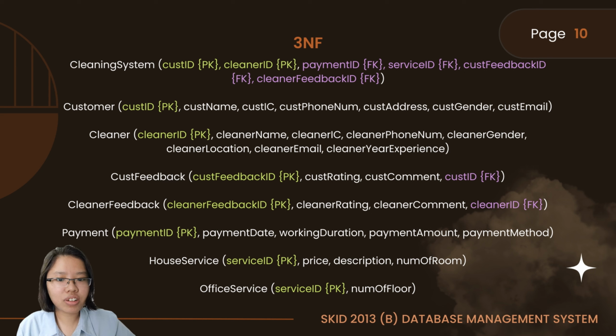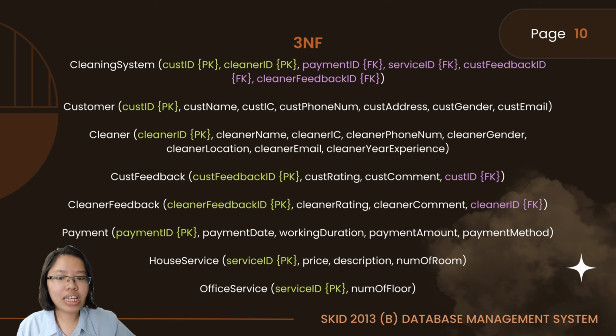and remove the cash rating and cash comment from the cleaning system to a new relation named cash feedback. Besides that, we set cleaner feedback ID as the primary key, cleaner ID from the cleaner as the foreign key, and remove the cleaner rating and cleaner comment from the cleaning system to a new relation named cleaner feedback. Apart from that, we also set payment ID as the primary key and remove the payment date, working duration, payment amount, and payment method from the cleaning system to a new relation named payment.